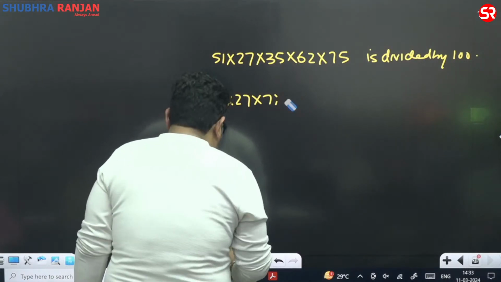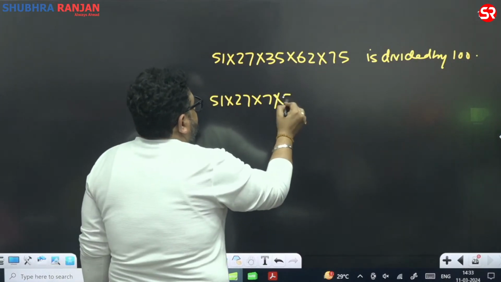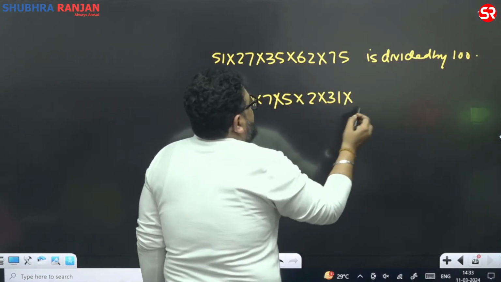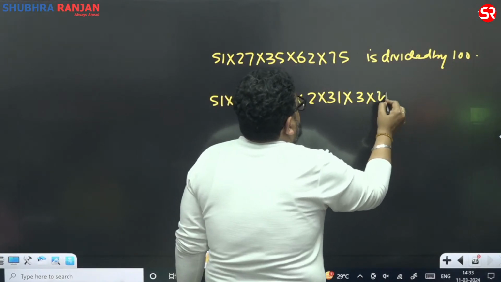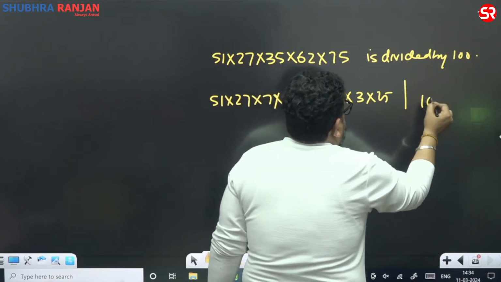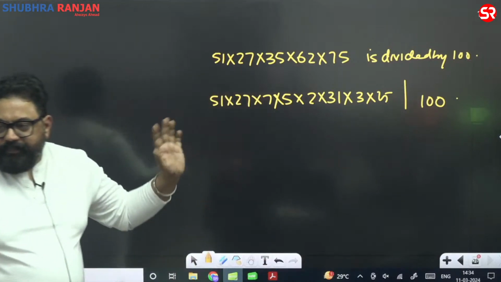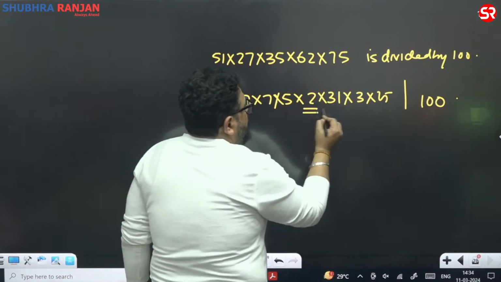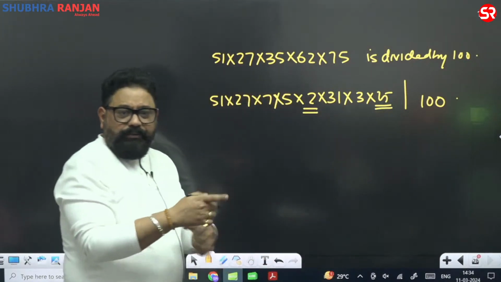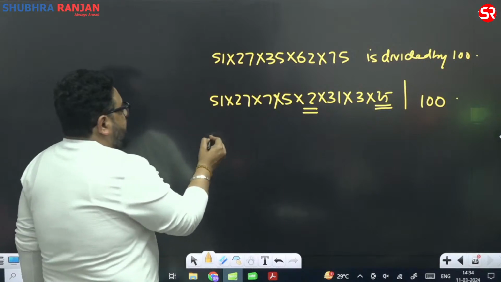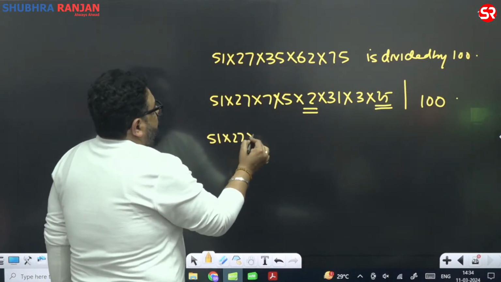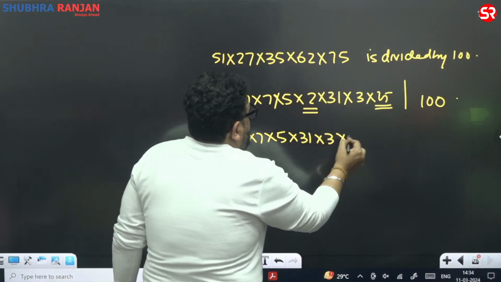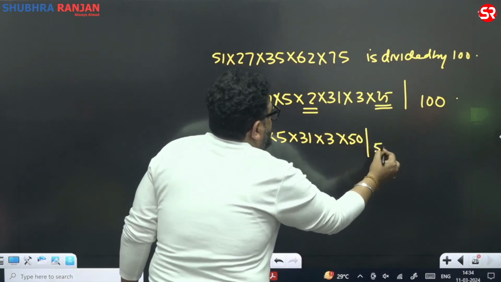So why don't you do this? 7 into 5. 62 is 2 into 31. 75 is 3 into 25 divided by 100. Agreed? है ना? तो देखना guys, सुनो, ये 2 है और ये 25 है. What is 2 into 25? 50. So can I write 51 into 27 into 7 into 5 into 31 into 3 into 50 divided by 50 into 2.